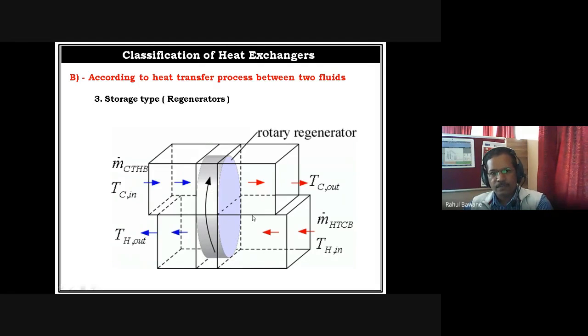So likewise, the regenerator type is intermittent. It cannot provide continuous flow, but the rotary wheel can provide continuous flow.